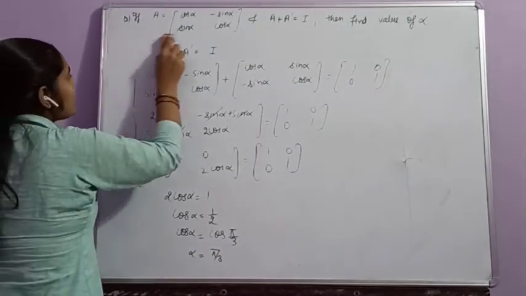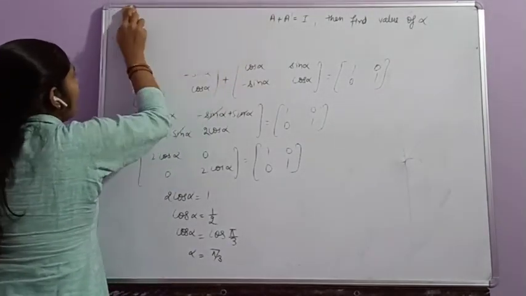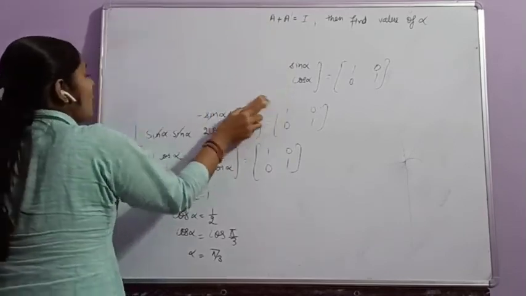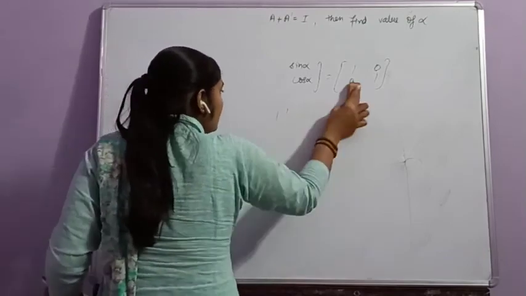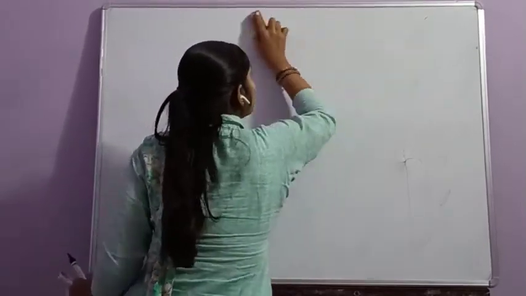The relation is given to us, that is A plus A transpose is equal to I. By comparing corresponding elements, we can find out the value of alpha. Next question.